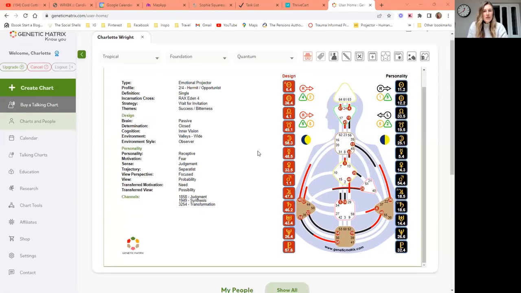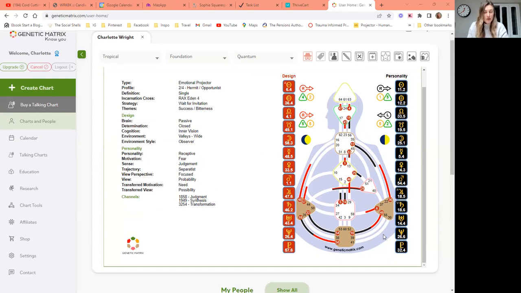Okay, so here's my chart. I have 3 channels, okay? Now, there is one which is very important to me, and that's the one that's connecting to my authority. My authority is my emotional authority. So this channel is very important, the 19-49, okay? So we have the 19-49, now we have the 54-32 here, and then we have the 18-58. Okay, so we've got these 3 channels defined.